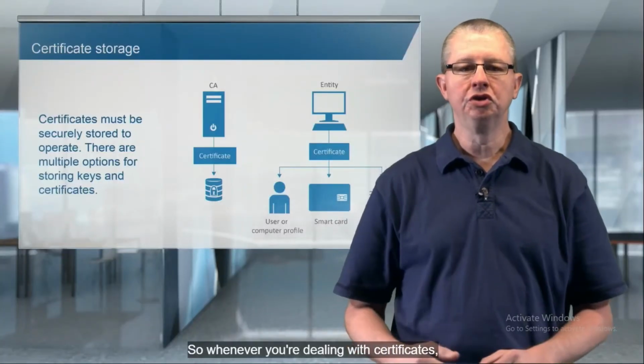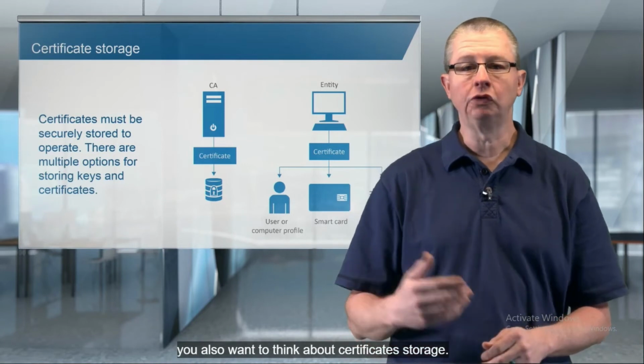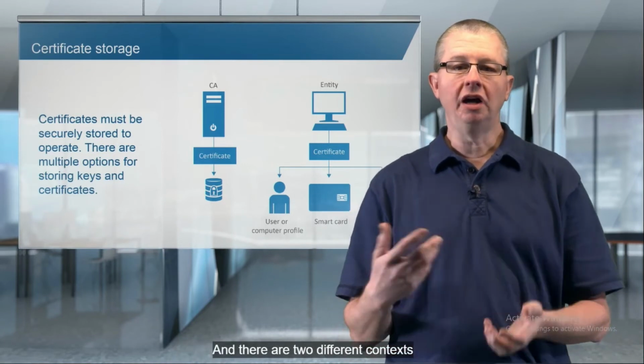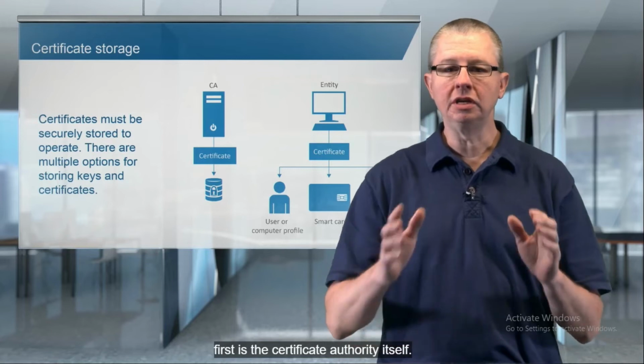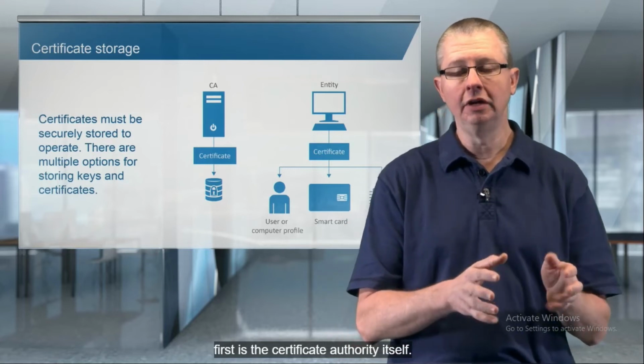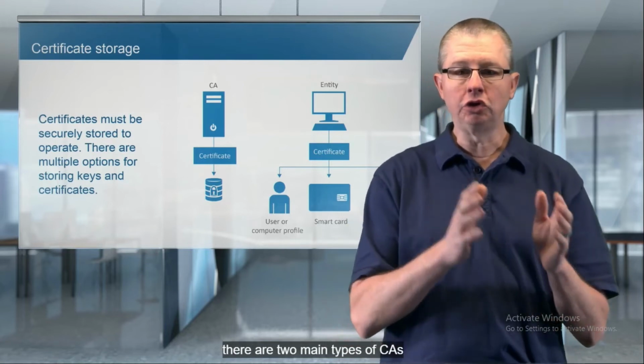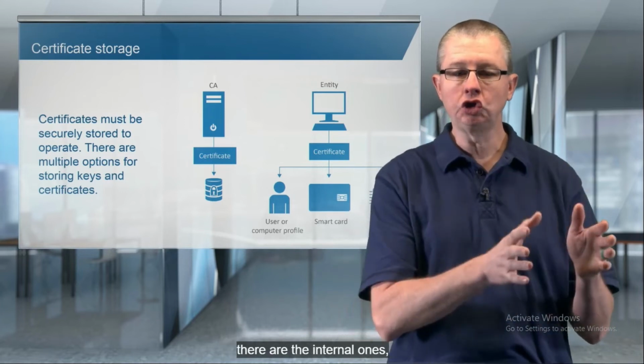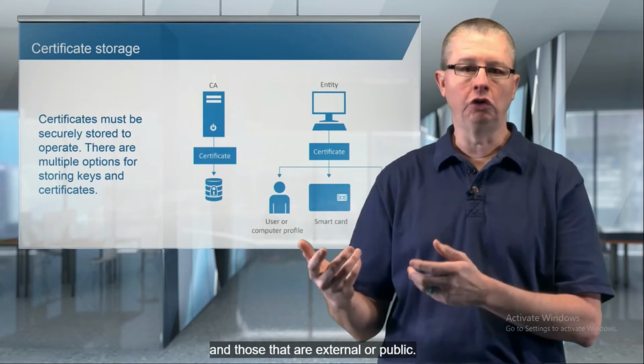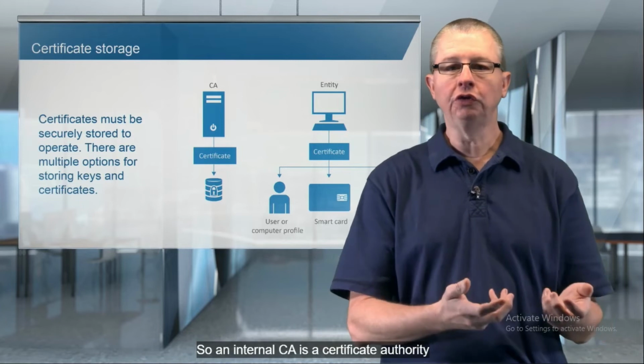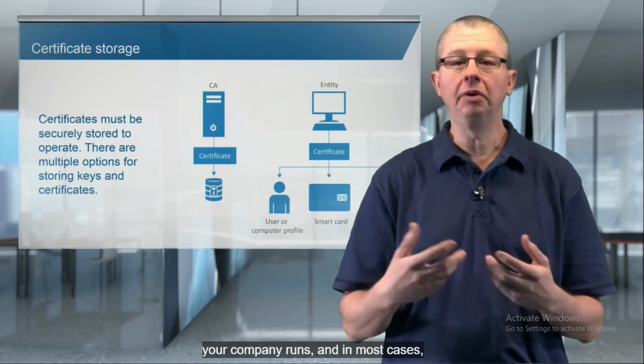So whenever you're dealing with certificates, you also want to think about certificate storage. And there are two different contexts where we need to talk about this. First is the certificate authority itself. Now, again, as we've talked about, there are two main types of CAs. There are the internal ones and those that are external or public. So an internal CA is the certificate authority your company runs.